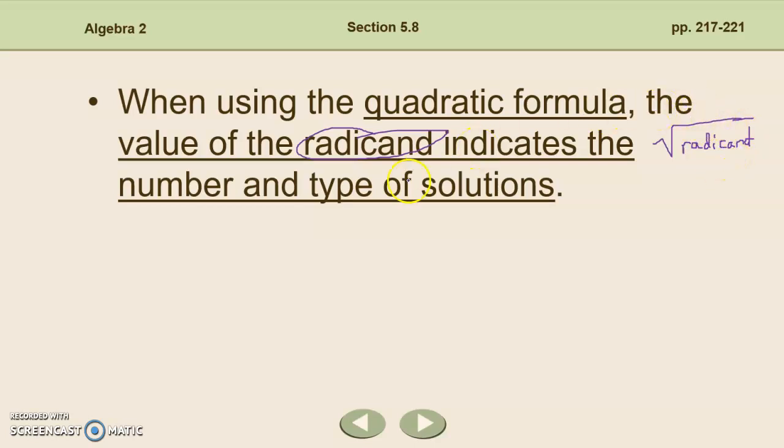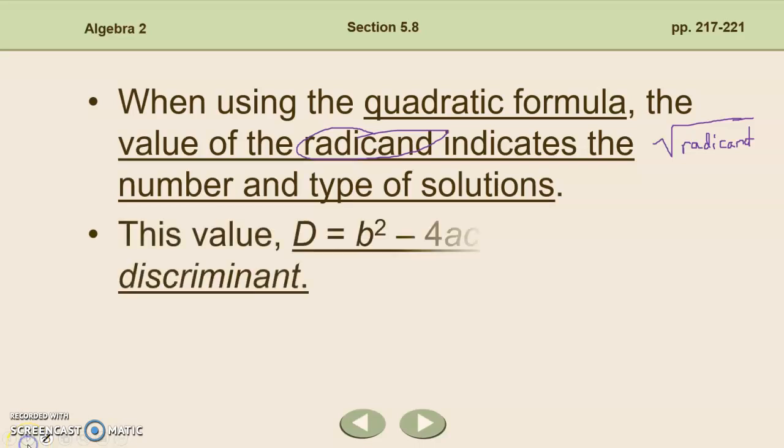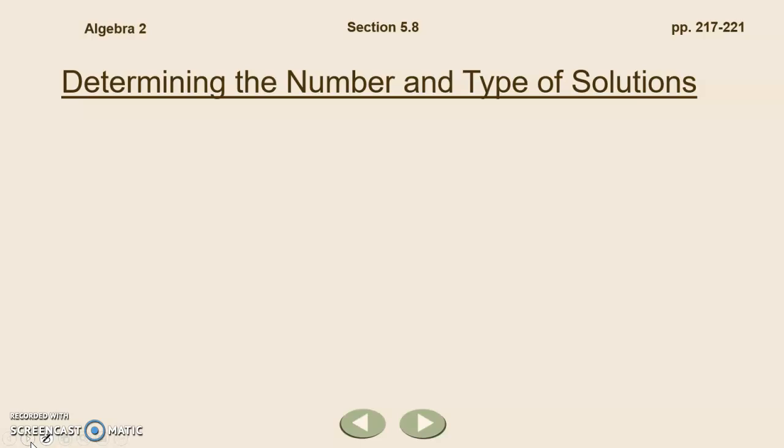So the value of the radicand indicates the number and type of solutions. So before we even solve, we can look at that number that's there under the radicand, and it can tell us how many solutions we're going to have. This value is called the discriminant. And before we solve or start plugging into the quadratic formula, we can actually figure out the discriminant beforehand. B squared minus 4ac. In our quadratic formula, that should sound familiar to you, because it's negative b plus or minus the square root of b squared minus 4ac. So we can do just that little part of the quadratic formula, the discriminant part, to see how many solutions we should have. Let's see what this looks like.